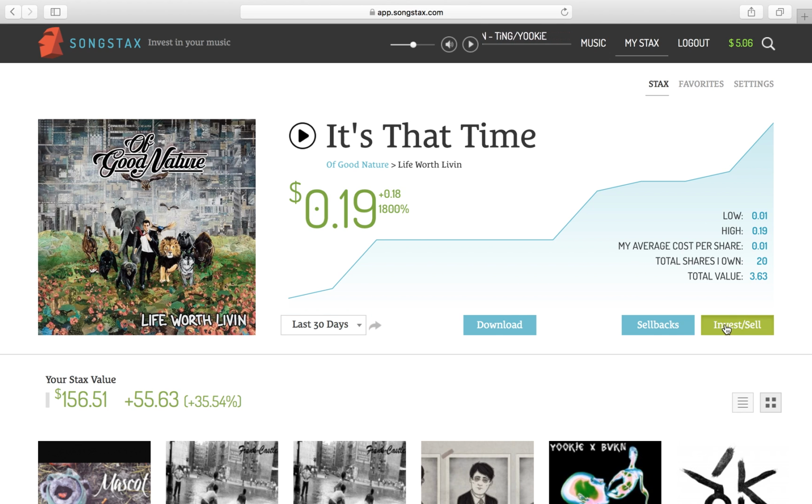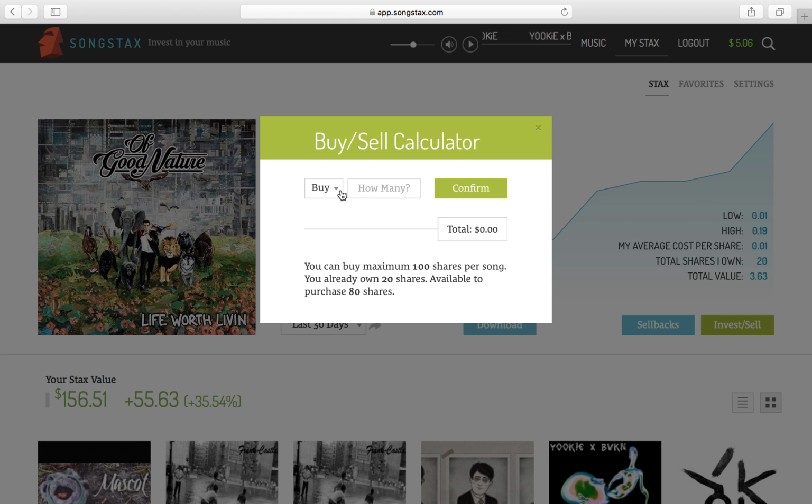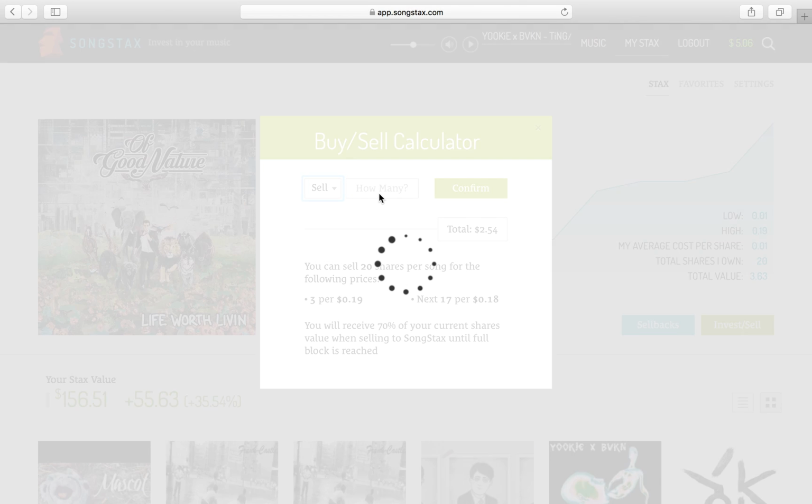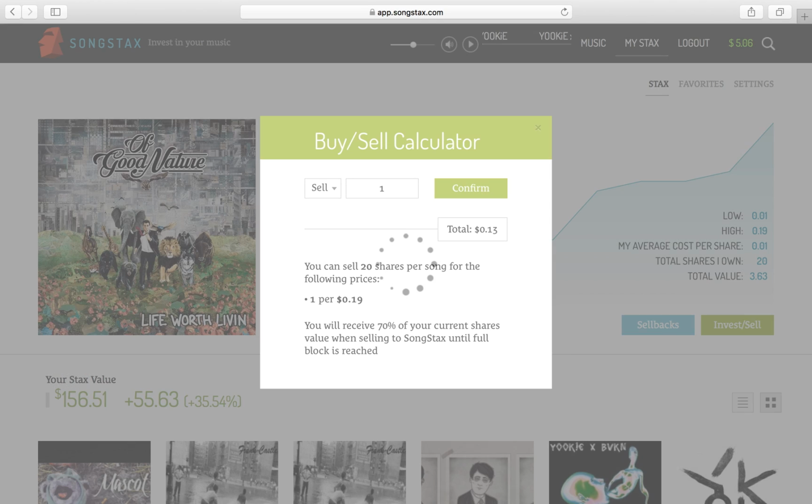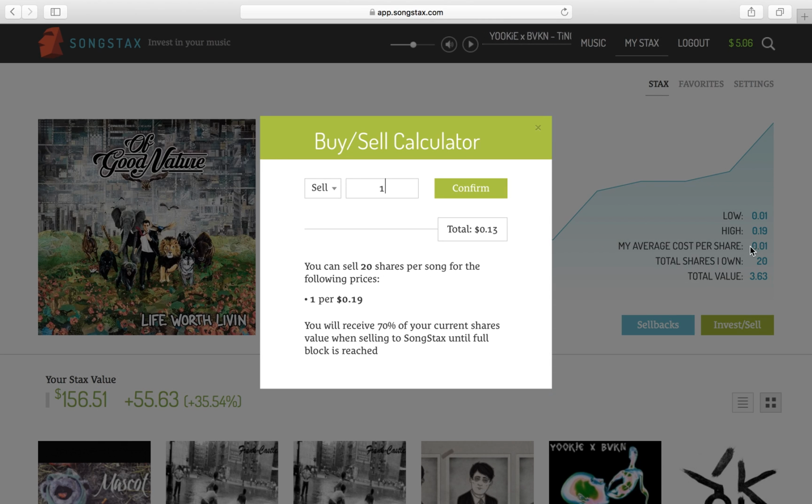So they could go ahead, and they gave me permission to do all this. So I think it said, okay, well, I bought it for only 1 cent. Now they're at 19 cents. I want to make a profit. So you say, I'm going to sell 1 share.